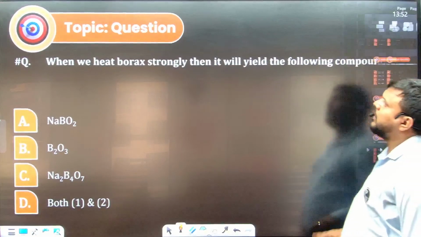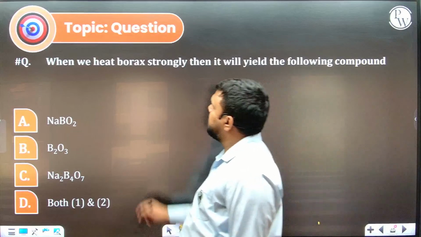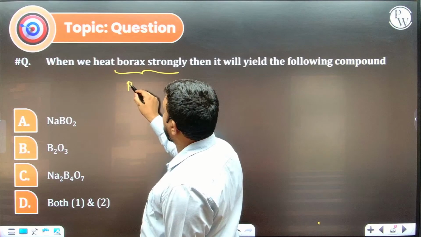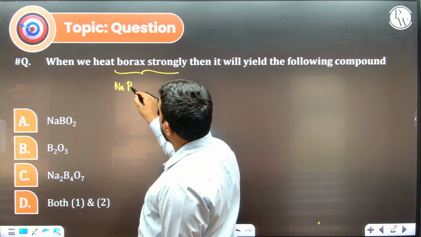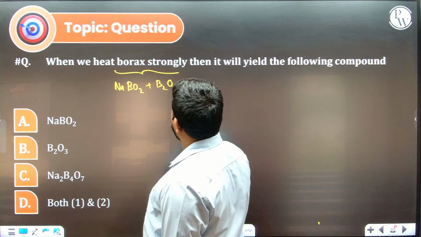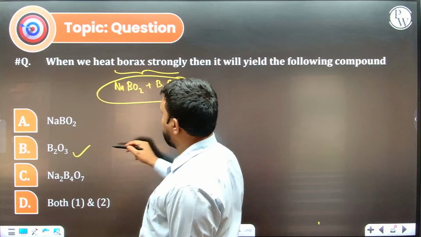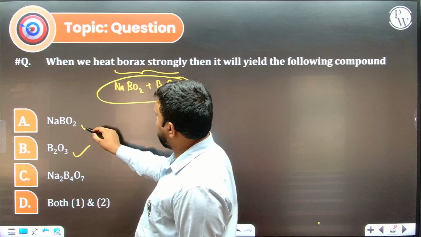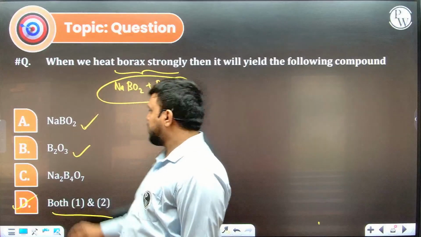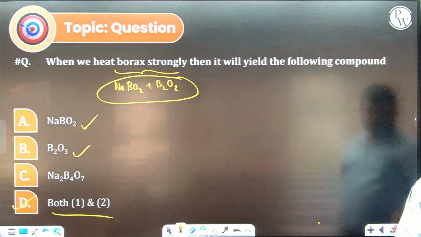When heated strongly, borax yields which product? We already discussed this borax. When heated, we get the borax bead, that is nothing but NaBO2 plus B2O3. So you can see NaBO2 and B2O3 over here. So both 1 and 2 will be the correct answer. Okay, we already discussed this borax bead.